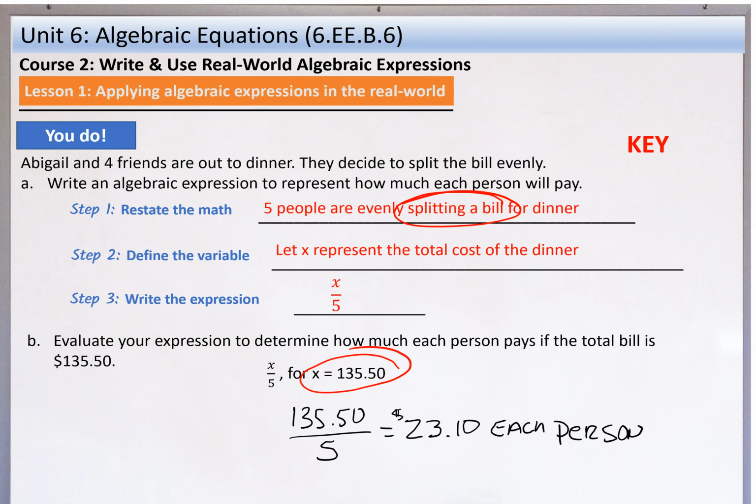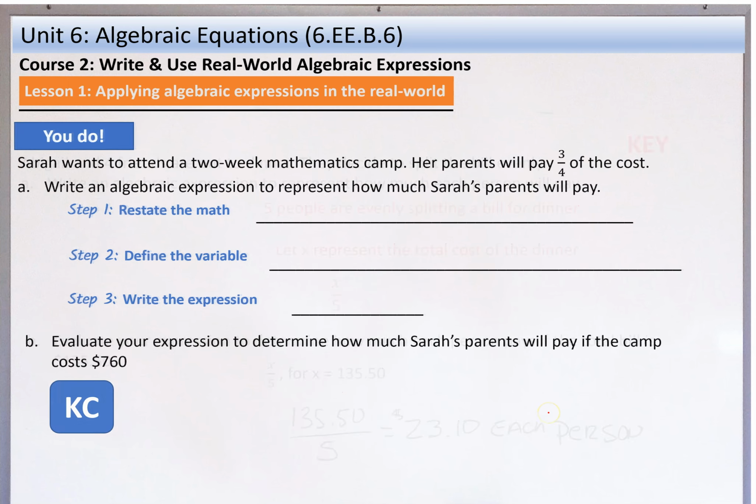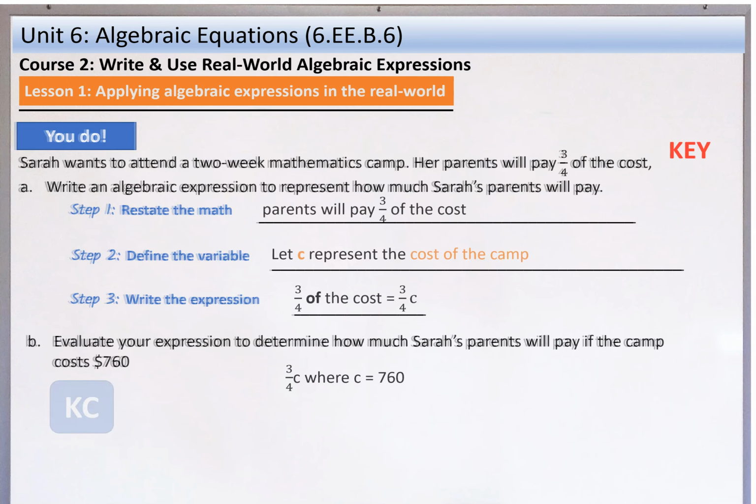So that's an example of a division problem. Then I think we've done 2 multiplication problems. Try this one. Sarah wants to attend a 2-week mathematics camp. Her parents will pay 3/4 of the cost. Okay, so parents will pay 3/4 of the cost. We'll let C represent the cost. You could have picked anything. And so we want 3/4 of C, which is 3/4 times C.